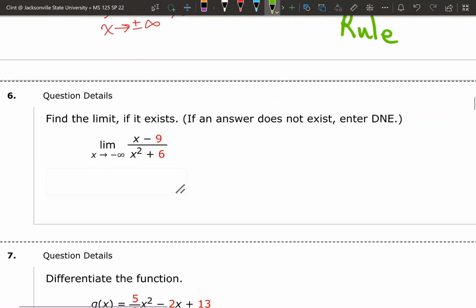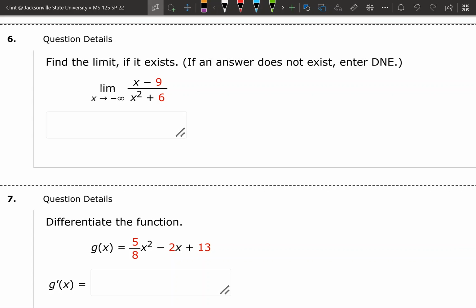Number 6. Similar. Limit approaching negative infinity. So what way do you want to attack it? And do the biggest power of x again? We got some L'Hopital problems later.